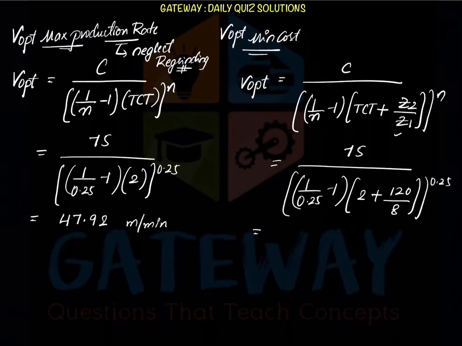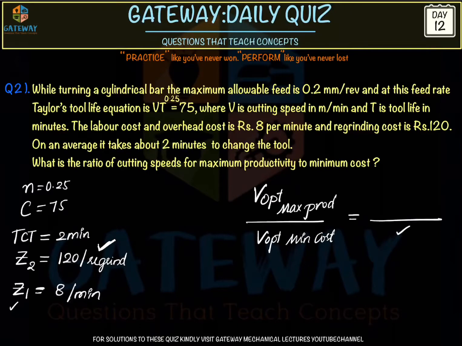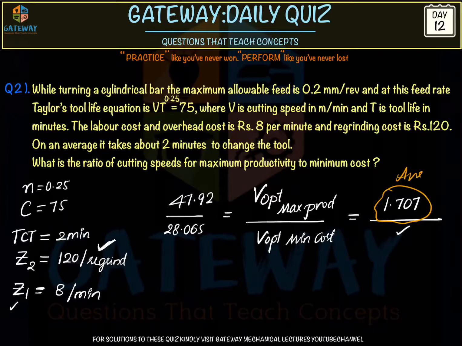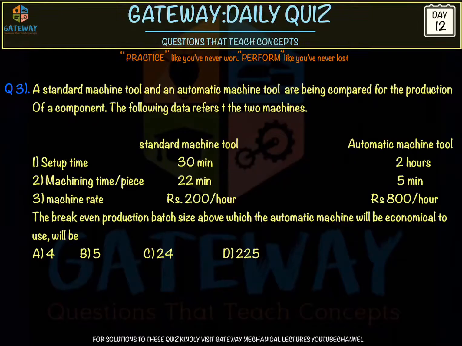And this V optimum comes out to be 28.065 meter per minute. Okay, we got the value at the maximum production rate and the value at minimum cost. Now we will substitute them here. The V optimum for maximum production, we got as 47.92, and that upon the optimum for minimum cost, we got as 28.065. Taking the ratio, it comes out to be 1.707. And this is our answer for the given question. Let's proceed to the next question.